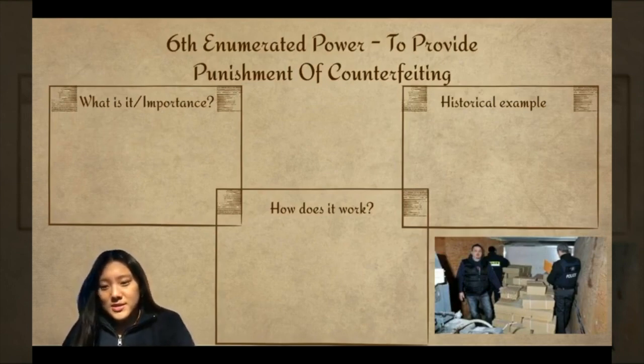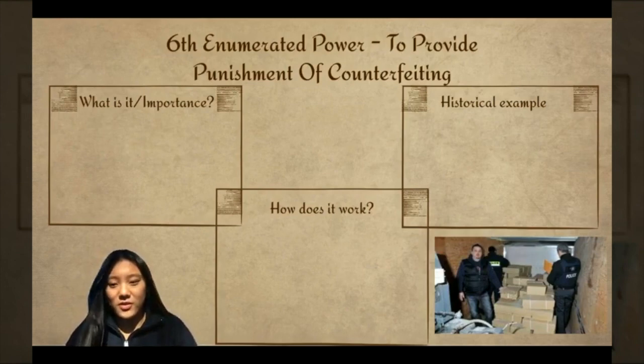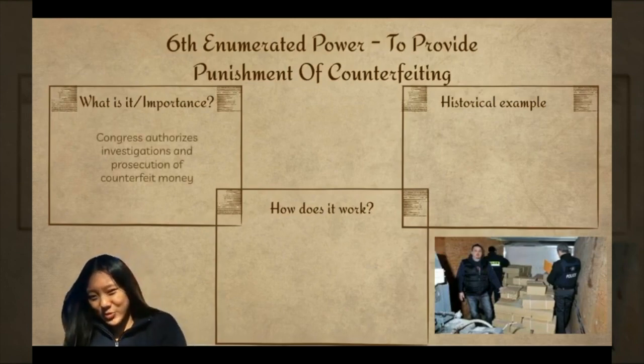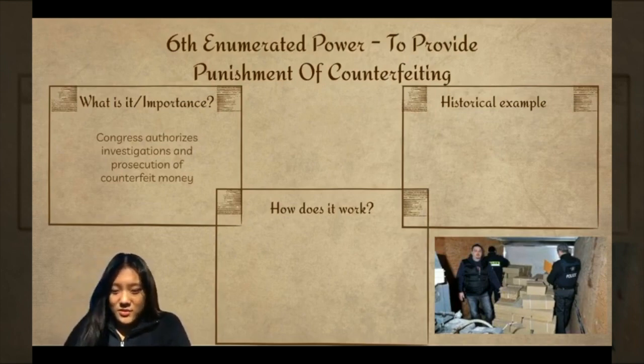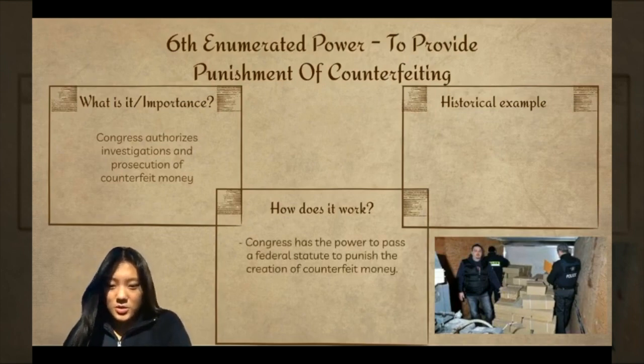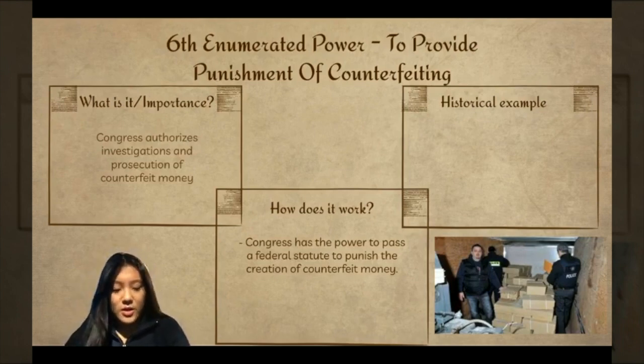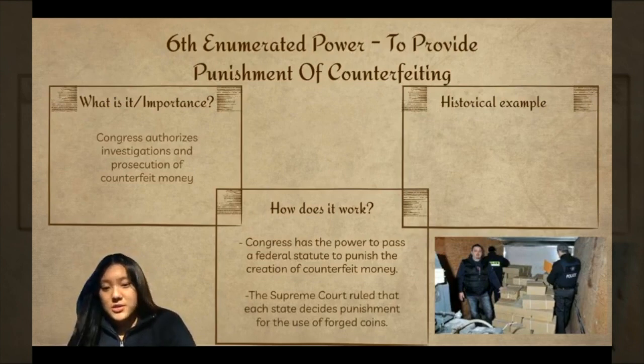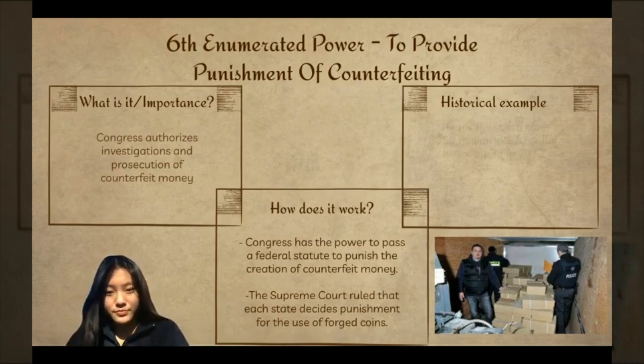For the sixth enumerated power, which is about providing punishment of counterfeiting, what is it and what is its importance? Congress authorizes investigations and prosecution of counterfeit money. How does it work? Well, Congress has the power to pass a federal statute to punish the creation of counterfeit money. And the Supreme Court ruled that each state decides punishment for the use of forged coin.